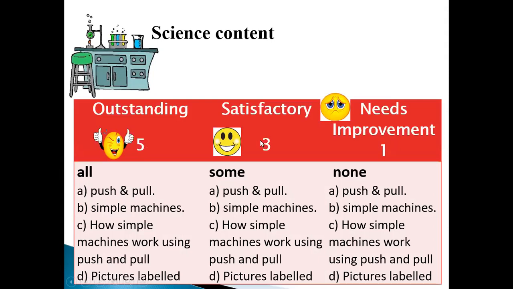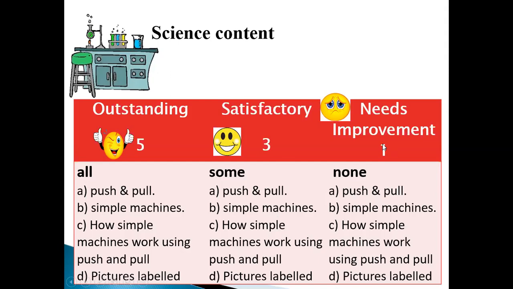Who will take the 3? The ones who wrote some of those. For example, he chose what does it mean by push and pull, and he wrote the simple machines, but he forgot the examples. I'm sorry to give you the 3. Or he forgot to write the pictures and label them. So I'm sorry to give you 3. Who is going to take 1? When he doesn't write anything of this, or he writes it wrong, and he doesn't understand what he has written, so he will take 1.